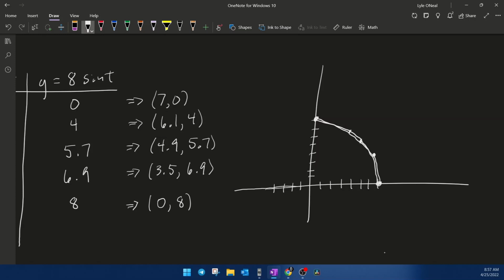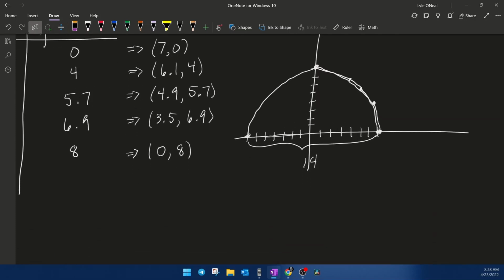1, 2, 3, 4, 5, 6, 7. So this is probably going to curve on down like so. Yeah, something like that. And then we can see that the length of this axis from side to side is going to be 14. And then the length of the other axis is going to be 16. 8 and 8 is 16. So this is going to be an ellipse with a vertical major axis.